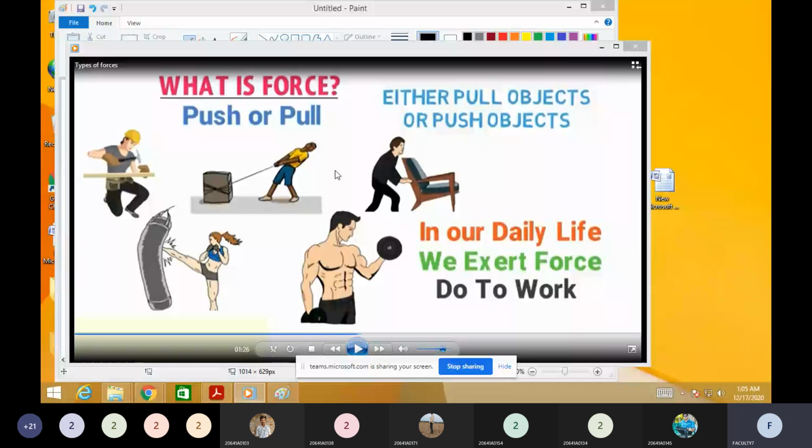So here, what is the thing you need to observe? Force is nothing but pushing or pulling. Okay, that is the thing you need to observe here.